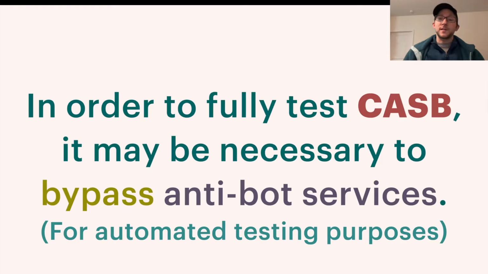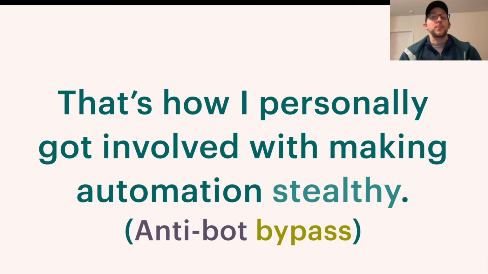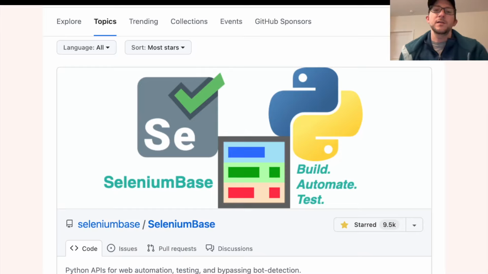So in order to fully test CASB, it may be necessary to bypass the anti-bot services that are there so that automated testing can work accordingly. And that's how I personally got involved with making automation stealthy. And that's also called anti-bot bypass, to make your automation get through so that you can access websites without being restricted. So here's the test automation framework that I built.